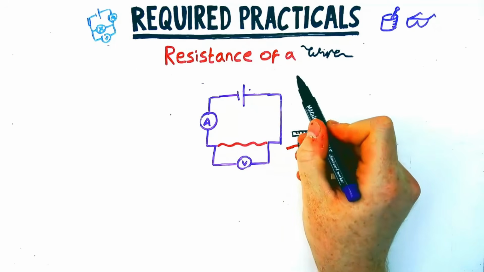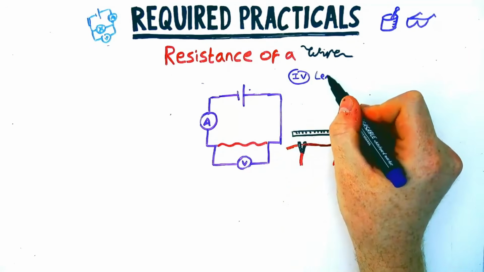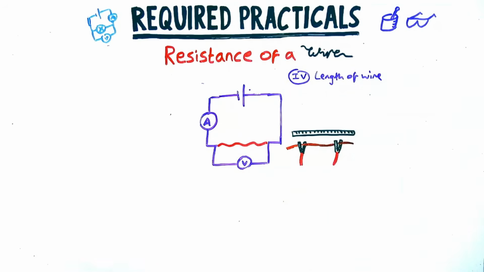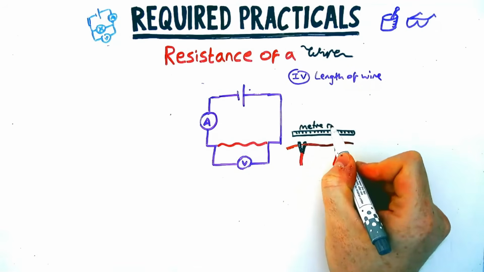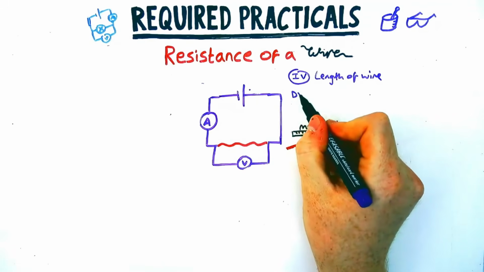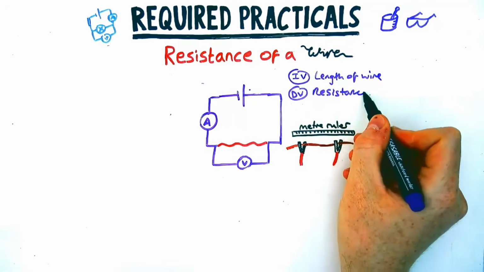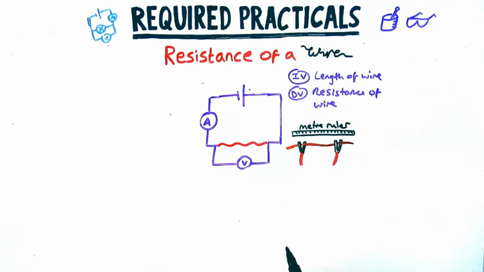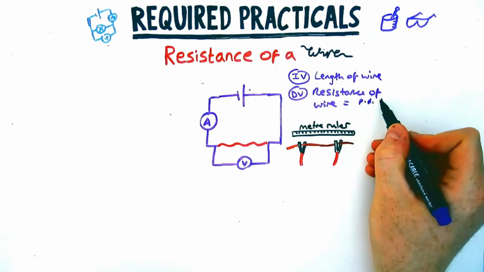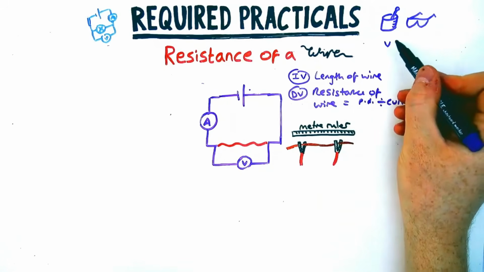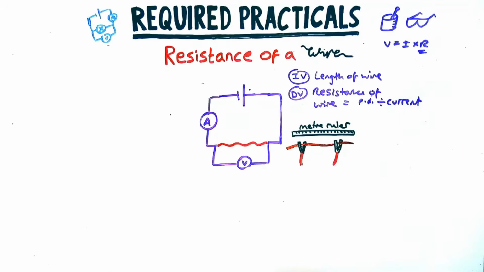This required practical is all about how the resistance of a wire changes with length. So we're going to change the length, that's our independent variable. We are going to measure our dependent variable, the resistance of a wire. Now the resistance we can't calculate directly, but we need to be able to use an equation. So it happens to be the potential difference divided by the current if we rearrange V equals I times R.